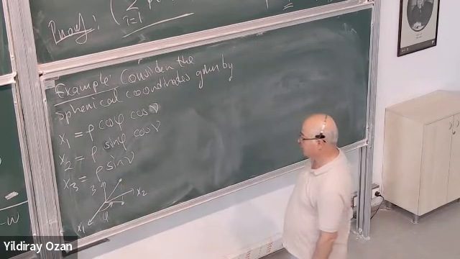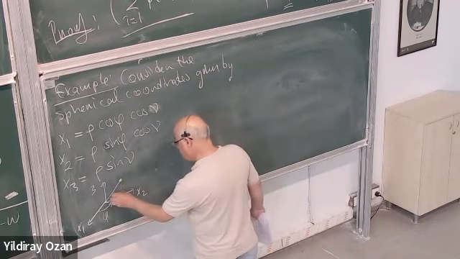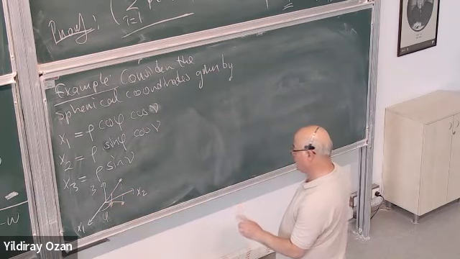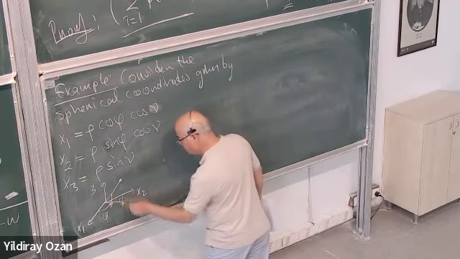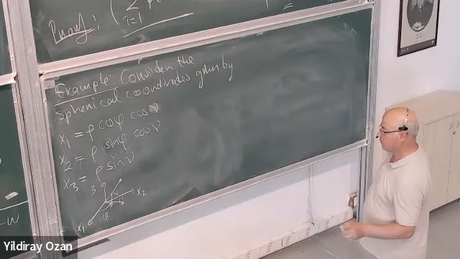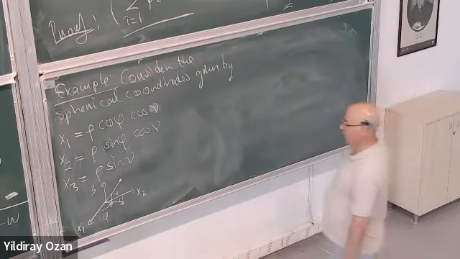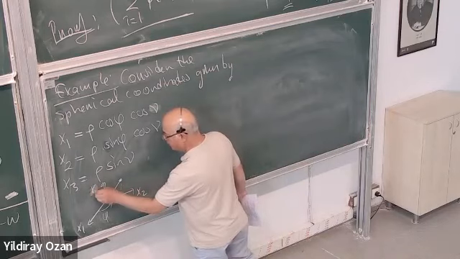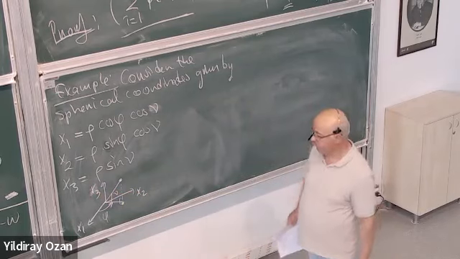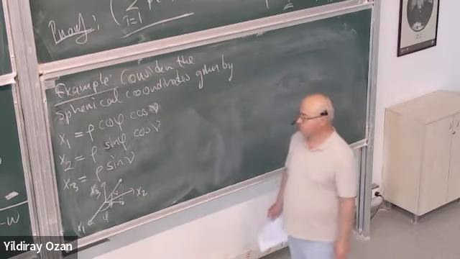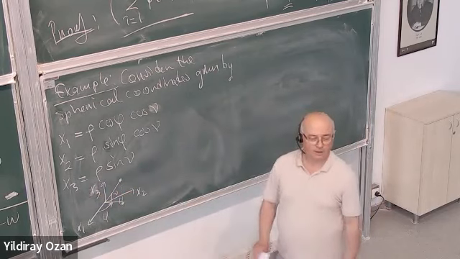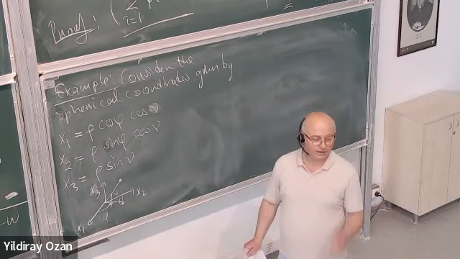this angle is, which angle? The angle between these two. So this is 90 degrees, right? This is 90. This is nu. X1, X2, X3. Modified spherical coordinates.